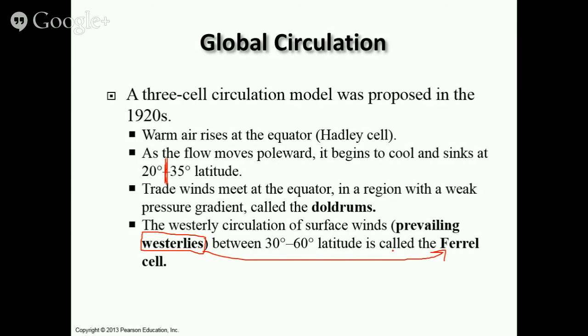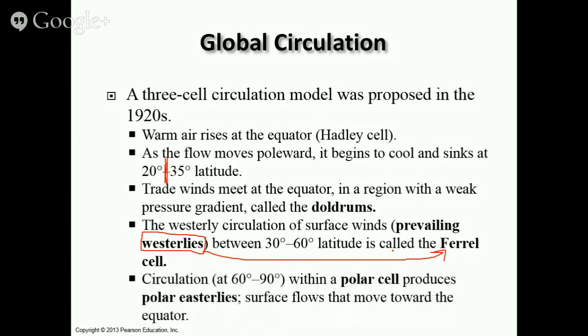So the one that made the most impact on your understanding of weather, because most of you have done very well talking about the wind bringing significant weather from the west, and the major reason why we can say that is because of a gentleman named Ferrel. Circulation at 60 to 90 degrees, that's a polar cell, and these are polar easterlies. So do you see the difference between this? We have the easterlies, we have the westerlies, and we have the easterlies.